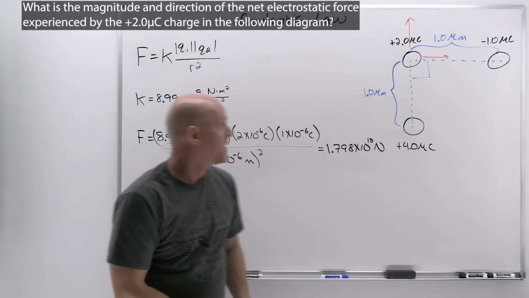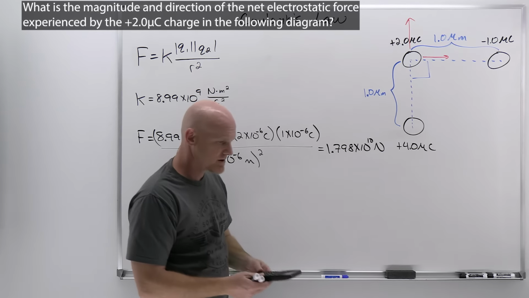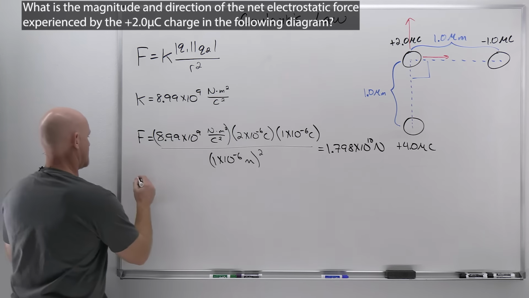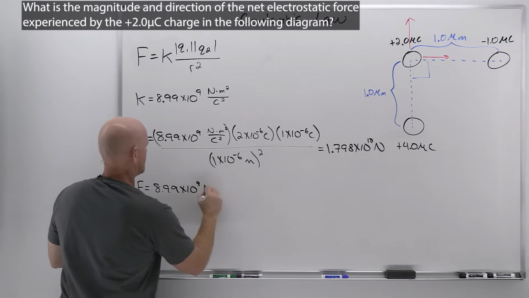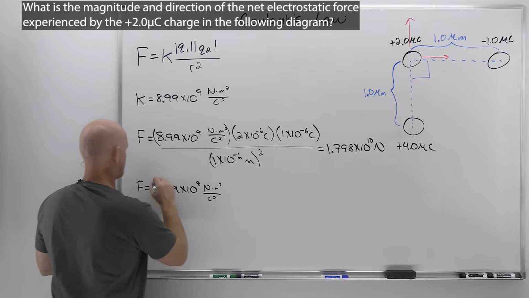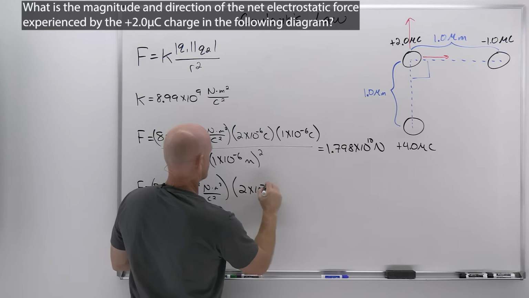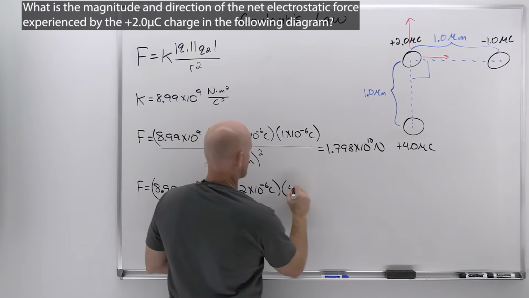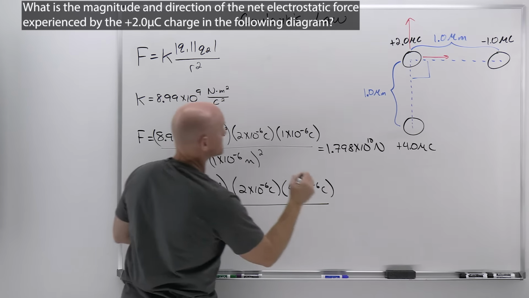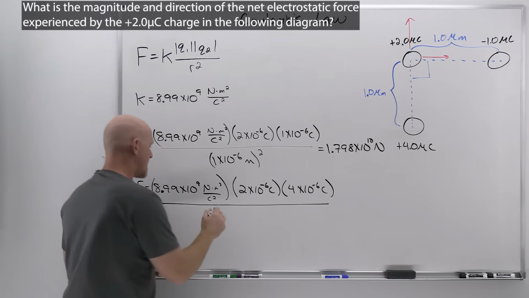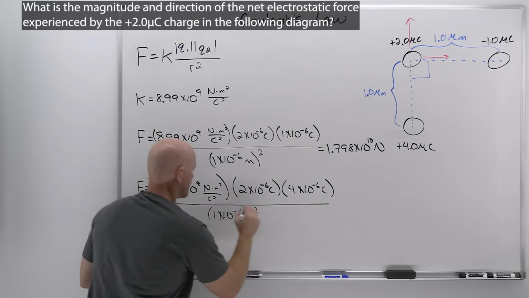All right, let's move on here and now find the force between the positive 2 microcoulomb and positive 4 microcoulomb charge. Set up Coulomb's law once again. 8.99 times 10 to the ninth newton meters squared per coulomb squared times 2 times 10 to the negative 6 coulombs times 4 times 10 to the negative 6 coulombs. And once again, all over 1 micron, micrometer, however you want to say it, 1 times 10 to the negative 6 meters. And once again, do not forget to square that number.